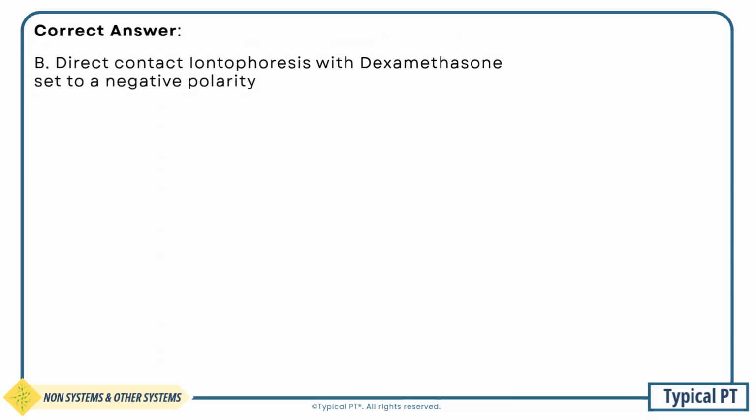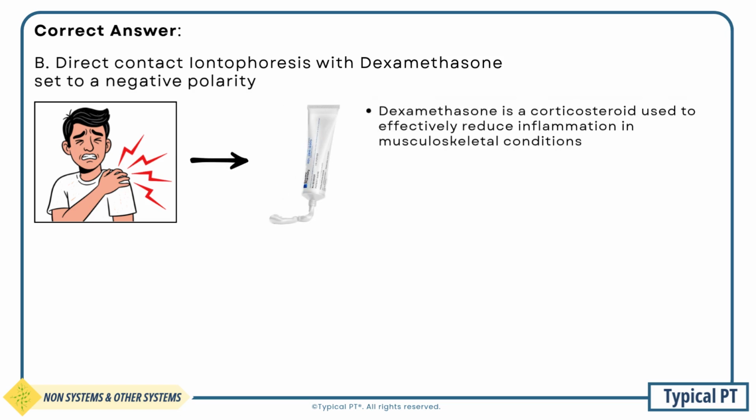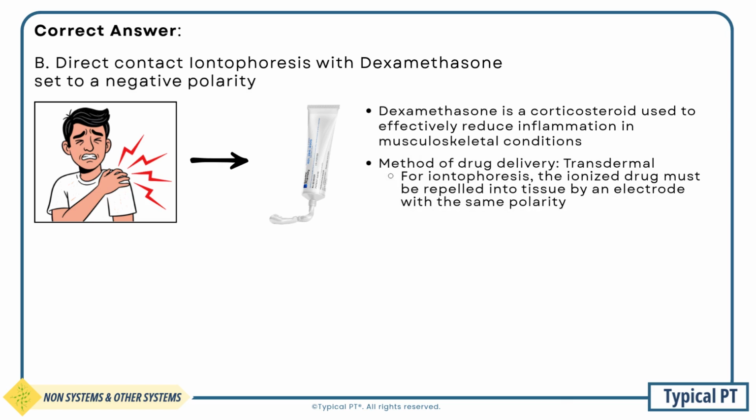Going back, answer choice B, direct contact iontophoresis with dexamethasone set to a negative polarity is correct. The patient is presenting with signs consistent with musculoskeletal inflammation in the shoulder, specifically tendinitis. Dexamethasone is a potent corticosteroid, which is highly effective in reducing inflammation in musculoskeletal disorders. For effective transdermal drug delivery via iontophoresis, the drug's ionized form must be repelled by the electrode of the same polarity, driving it into the tissue.